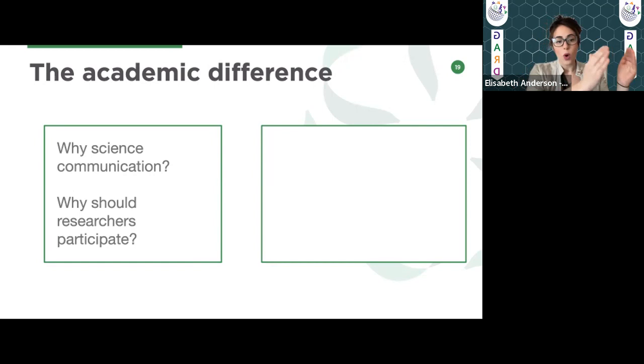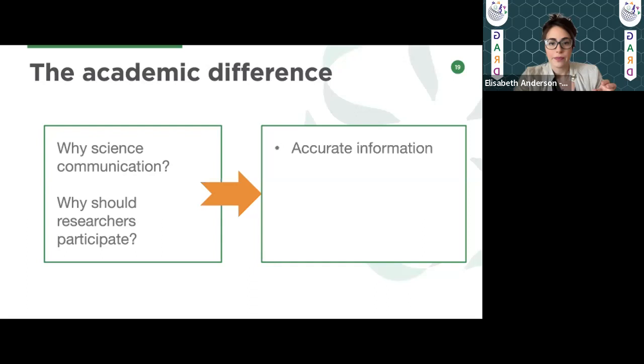Why should researchers participate? Accurate information. I talked a little bit about this, but we have all read articles that misrepresent the science or misrepresent the risk. It is our responsibility as researchers to help guide the conversation so the work that we do and accomplish has the desired impact rather than becoming unintentionally warped into something different.